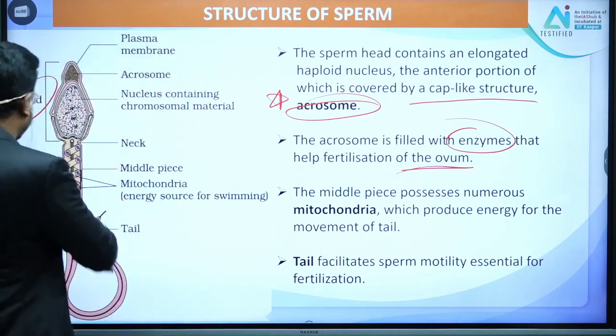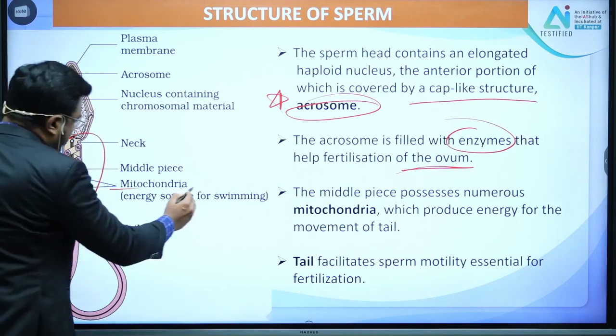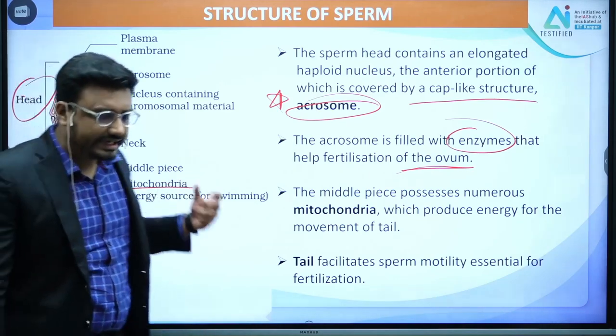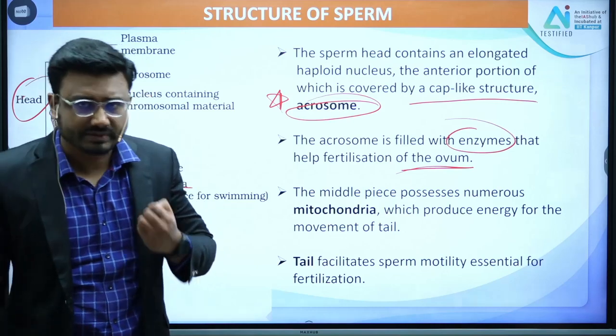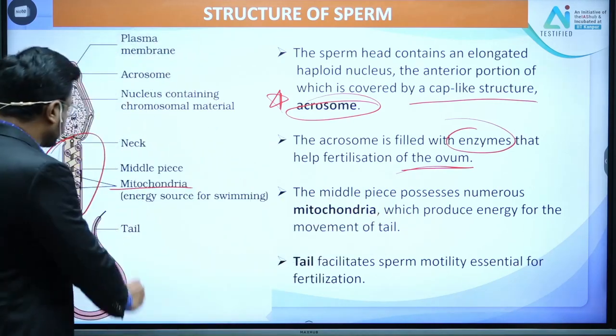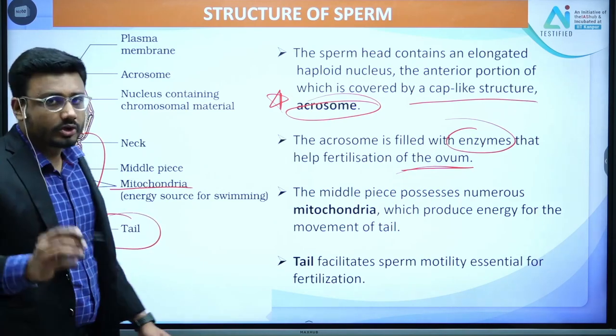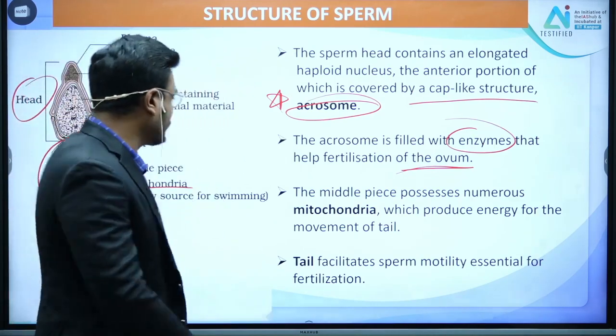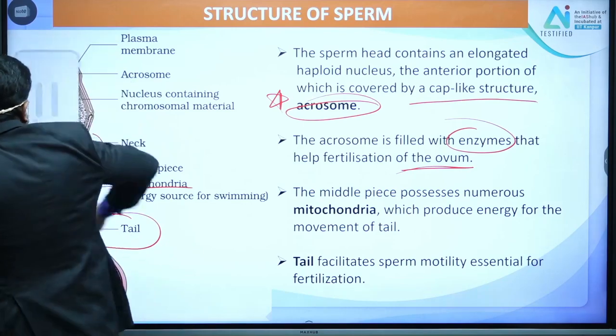The middle part consists of mitochondria. The mitochondria act as an energy source of the sperm that helps it in swimming. The tail helps in the motility of the sperm. So now let's move on to the next concept.